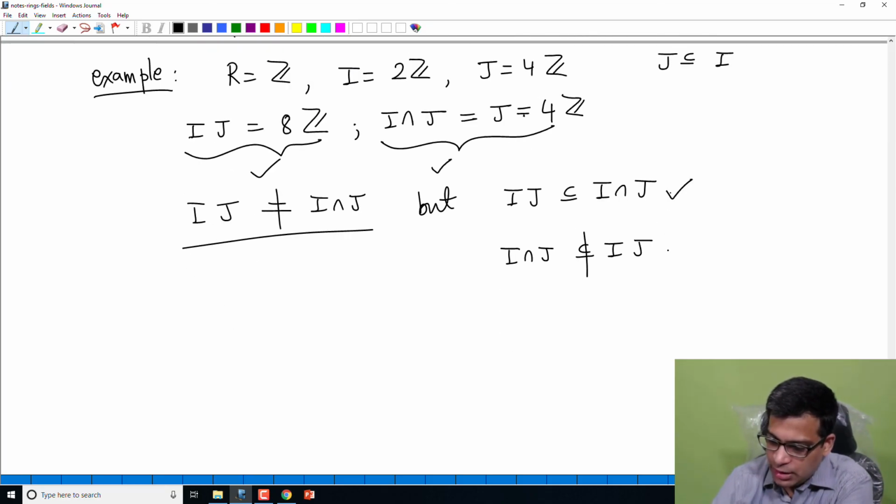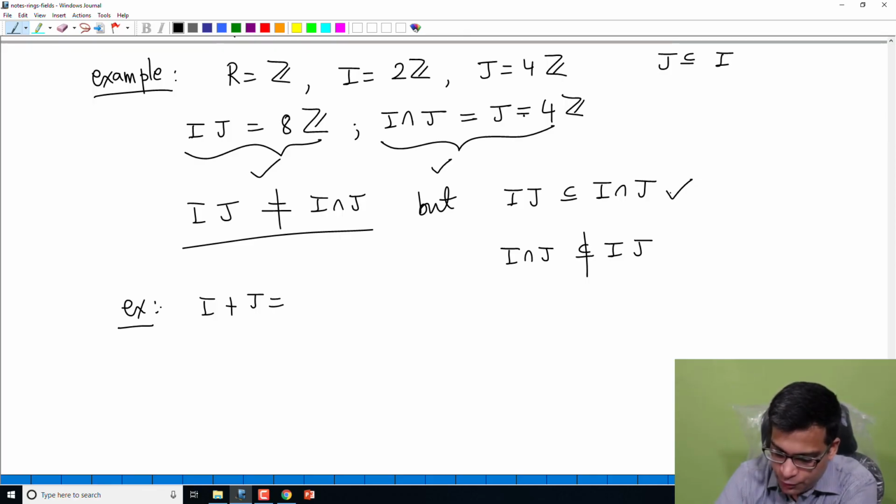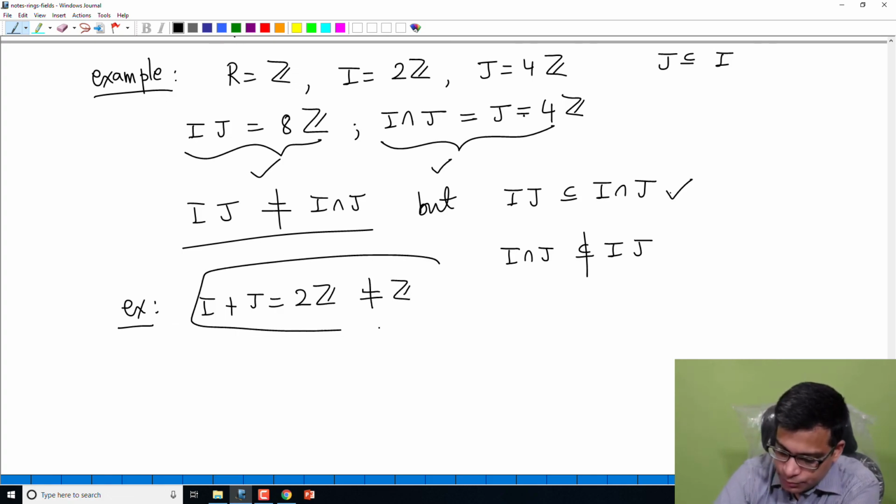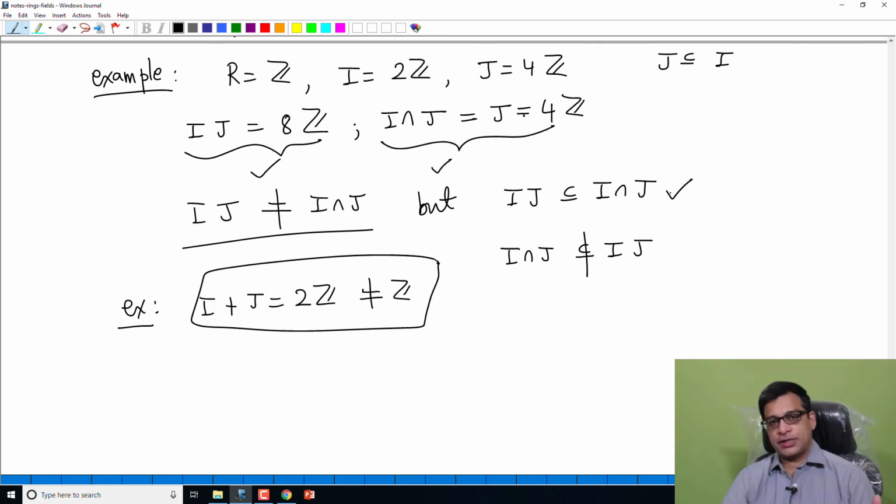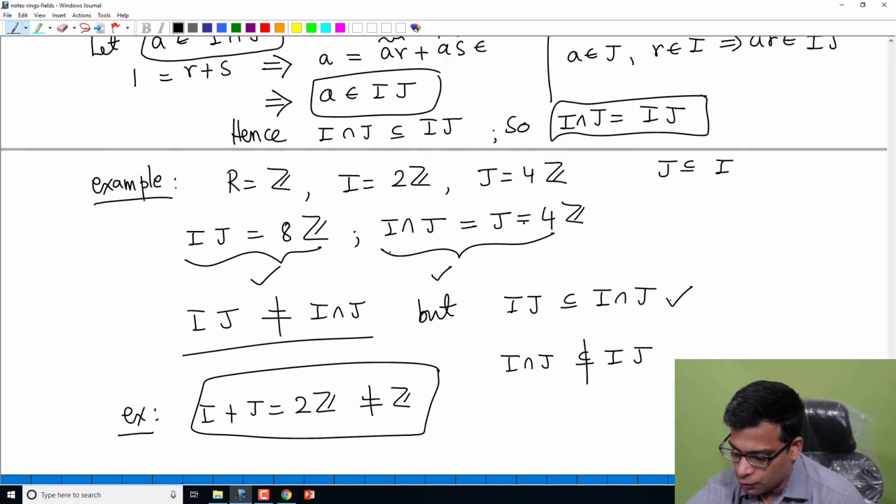It's because the sum of these two ideals, and this is an exercise which I will leave for you to check, is actually 2Z, and it is not Z. If you take the sum of elements of I and J, you get 2Z, which is not equal to the full ring. So the sum is only a proper ideal, and hence the argument in the problem does not work, and we do not have the equality of the product and intersection. So just remember that the product is always contained in the intersection, but for the intersection to be contained in the product, you need to assume that the sum of the ideals is the full ring.